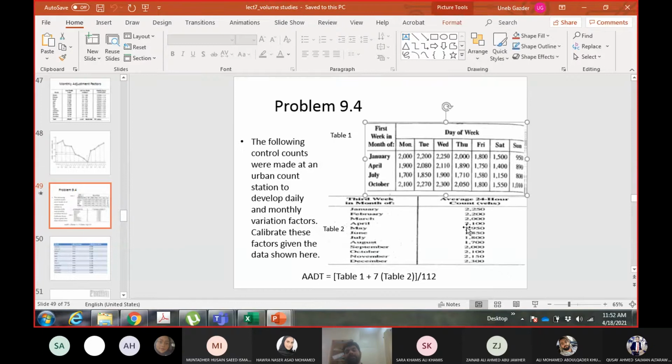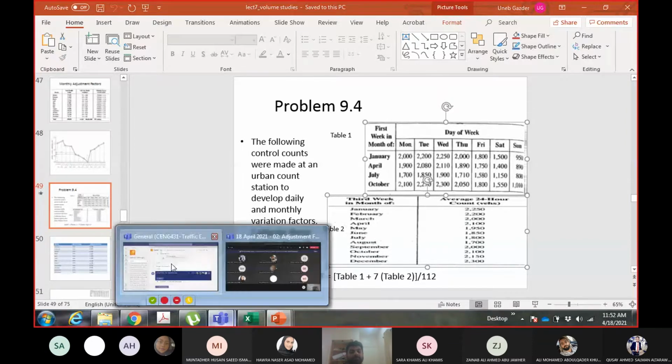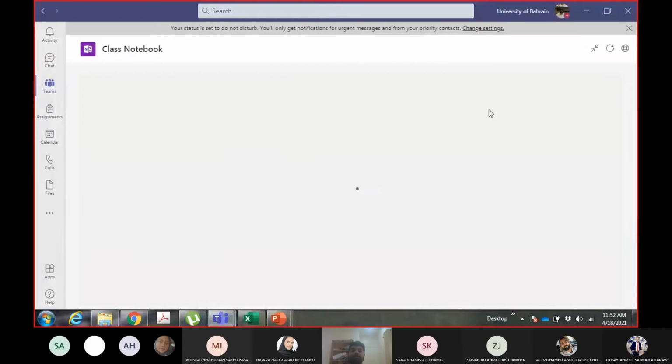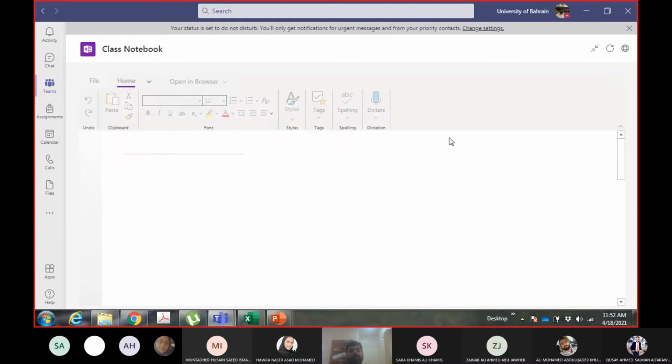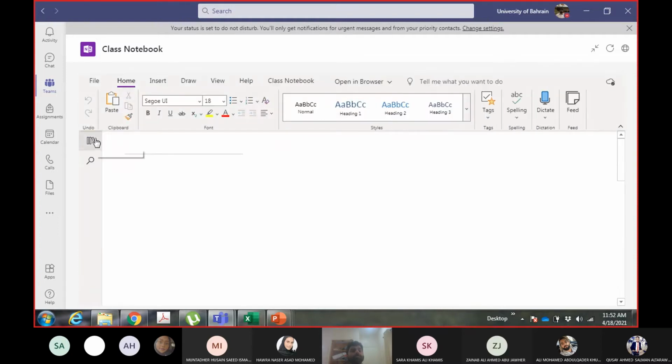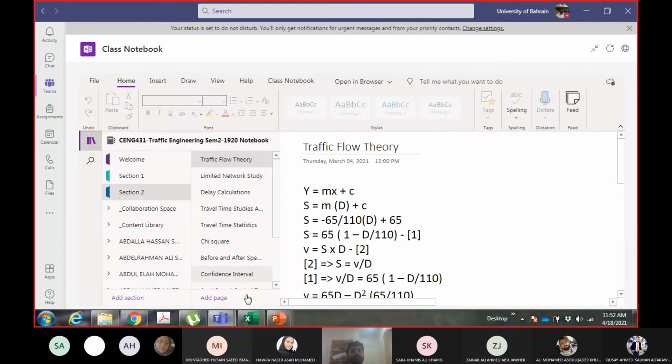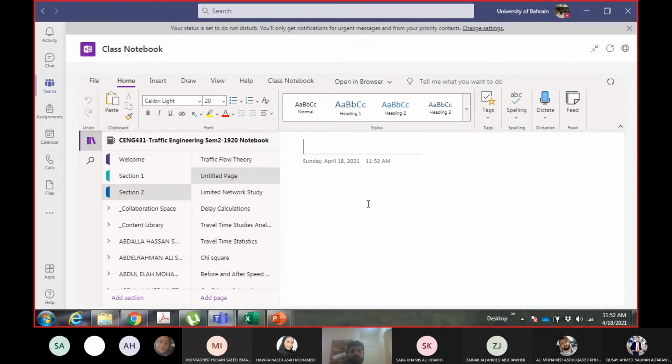In this example we have to calculate ADT, and then we have to calculate monthly and daily adjustment factors. So have your calculators at hand, and it will be done much faster if more people are working on it. Don't rely on others, have your own calculator at hand.